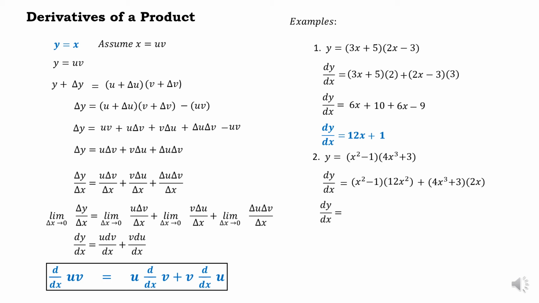Then simplify. x squared times 12x squared is equal to 12x raised to the fourth power, negative 1 times 12x squared is negative 12x squared, plus 4x cubed times 2x is equal to 8x raised to the fourth power, then 3 times 2x is equal to 6x. Then combine similar terms, therefore the derivative is equal to 20x raised to the fourth power minus 12x squared, then plus 6x.